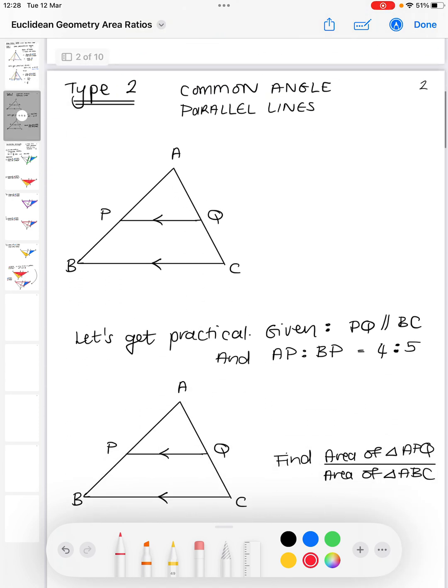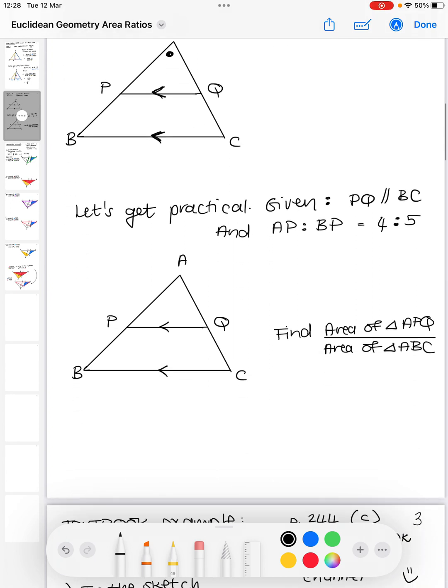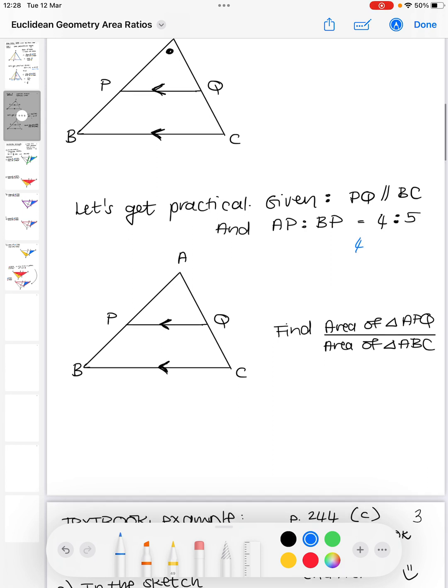Type 2 is when we have a common angle and parallel lines. So in this case we have PQ parallel to BC, and the common angle would be A. I'm going to illustrate this in my Let's Get Practical example. Given to us are our parallel lines, and also the following ratio: AP to BP is 4:5. Again, I'm using blue to show you that this is a simplified ratio. It is not the actual lengths of the sides. AP is therefore 4x and BP is 5x, x being any real number.